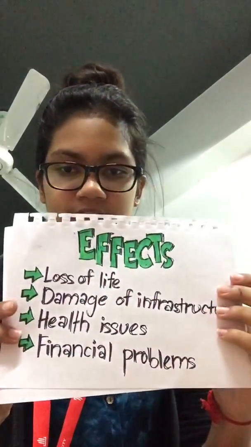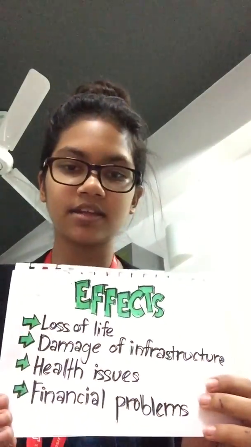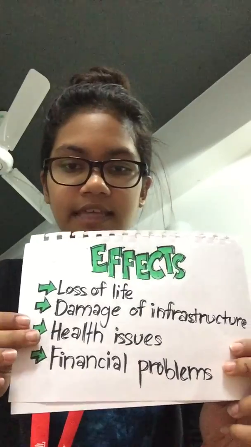So the effects are loss of life, as in it damages buildings and houses, so there'll be quite a number of deaths if it's that severe, as in catastrophic floods. And it can also cause damage to infrastructure, like it can damage electric lines, schools, power lines, and a lot of public usage items. And there's health issues, like people with respiratory problems can get endangered during this kind of situation when they can't get their medicines.